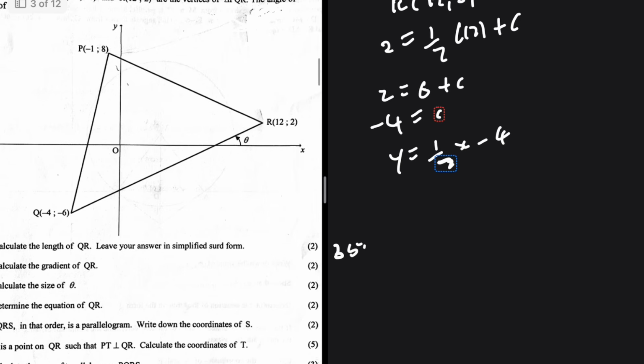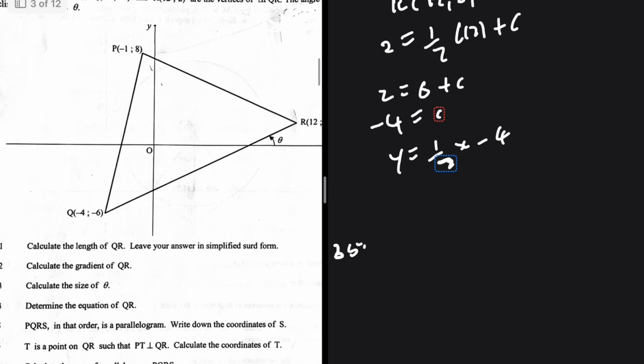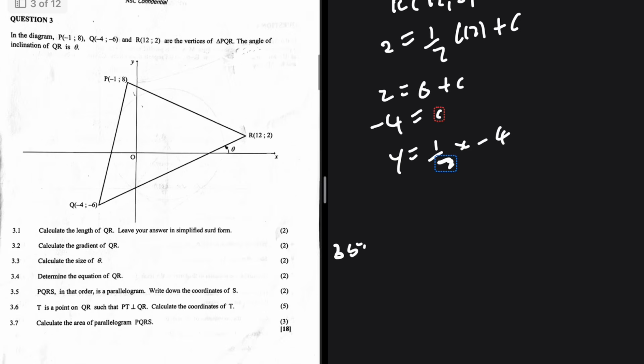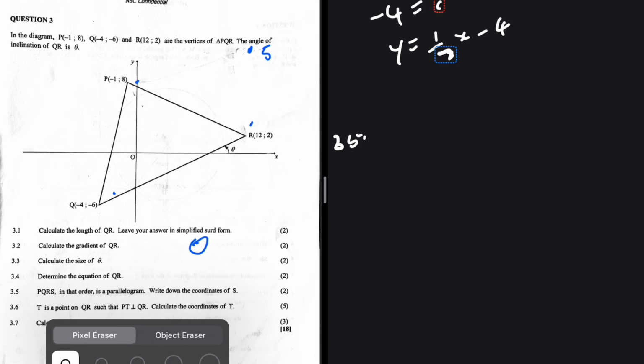3.5, PQRS, in that order, is a parallelogram. Write down the coordinates of S. So PQRS. I can put S there, and it would still be PQRS. And I can put S here, then it will be PQSR. So if you put S here, it would be wrong. So S needs to be there so that it is PQRS. Okay, makes sense. I get what is happening.